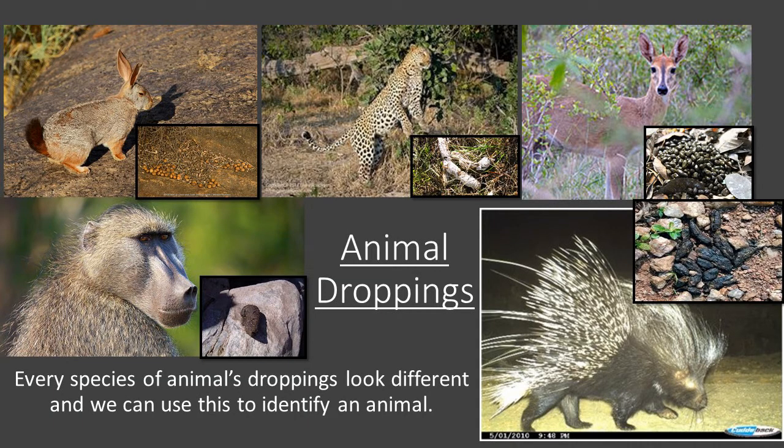The next sign I want to look at is animal droppings. Yes, every single animal's droppings look different. So it's quite easy for us to see which animal has been at a specific place by just looking at the droppings. We can see the number of animals that have been there. We can also see how frequently they visit a specific area. We can also see what they eat by looking at their dung, or their scat in the case of a leopard.